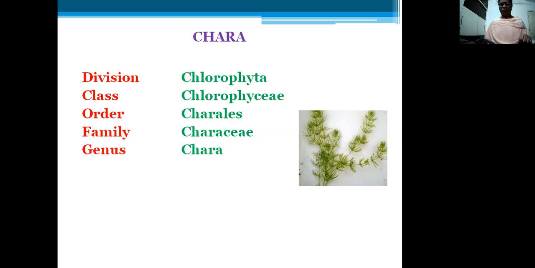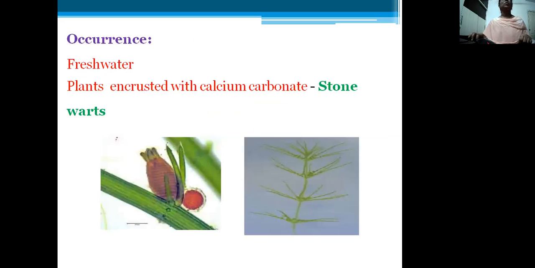This is a freshwater green alga which is present in stagnant freshwater. Mostly they are in a group. Members of Chara are present in freshwater ponds, pools, and lakes as a mass. The plant parts are encrusted with calcium carbonate and silica, so they are also called stoneworts. This is represented by about 90 species present in freshwater bodies.